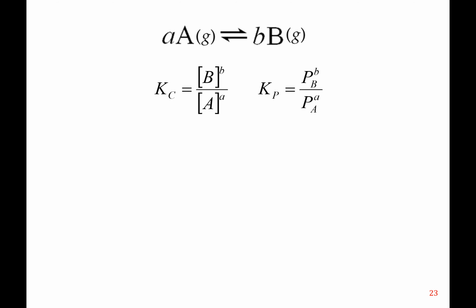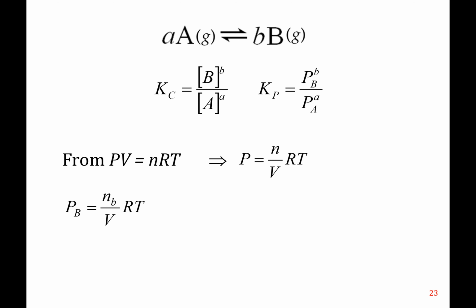Remember that Kc is equal to the concentration of B, our products, over the concentration of our reactants, here A, and Kp is equal to the pressure of B over the pressure of A, products over reactants. Now we can plug this in, saying that P is equal to n over V times R times T. Remember, the pressure of B is equal to n of B over V times R times T. So n over V, moles over volume, what does that sound like? Moles over liter. That's our concentration of B.